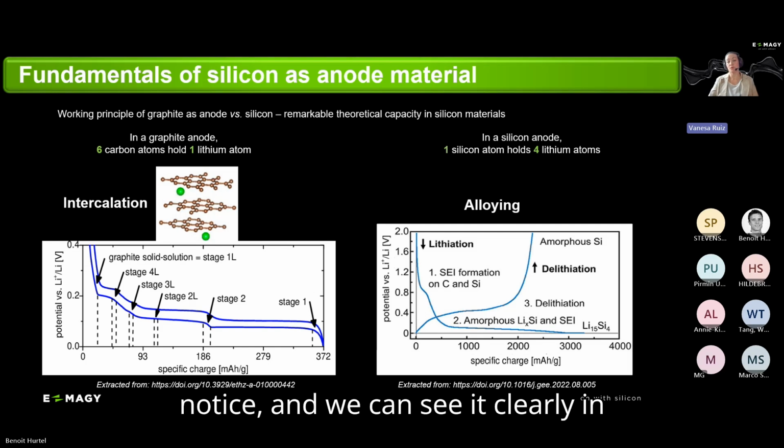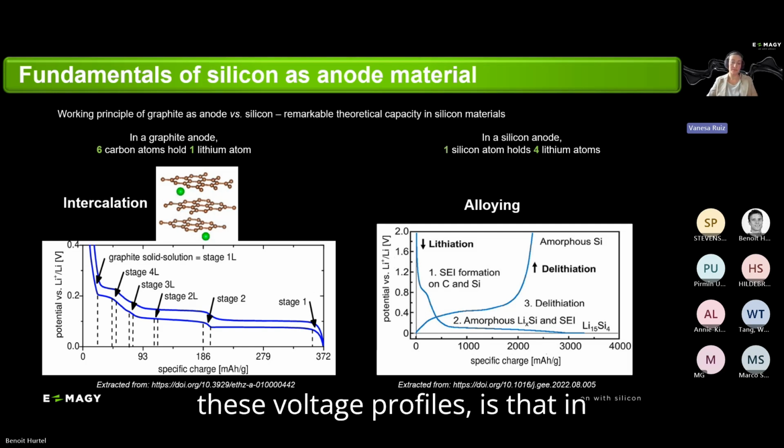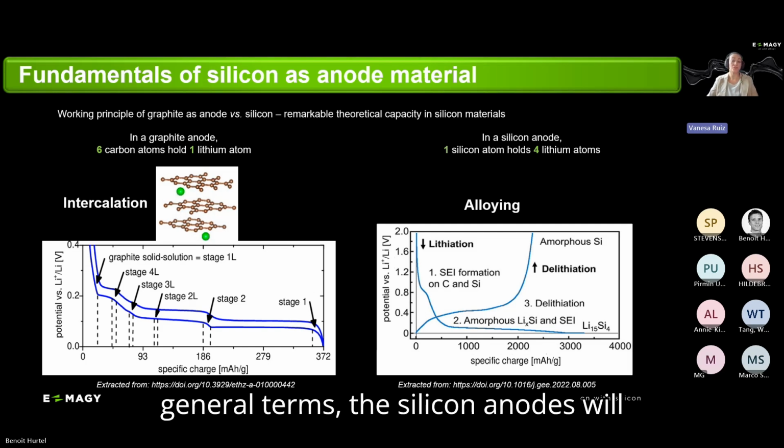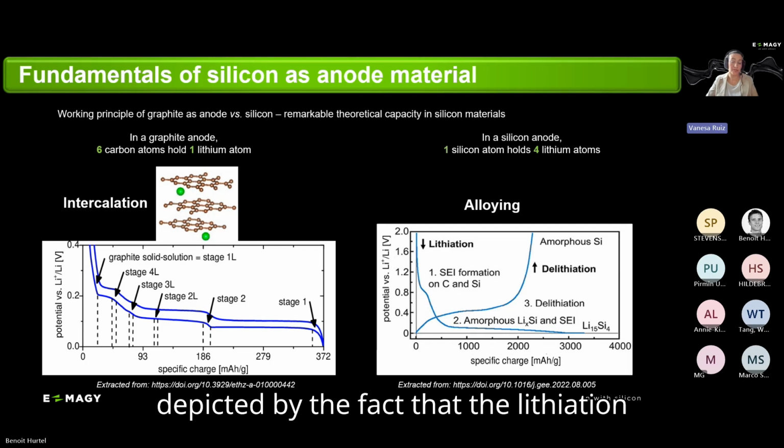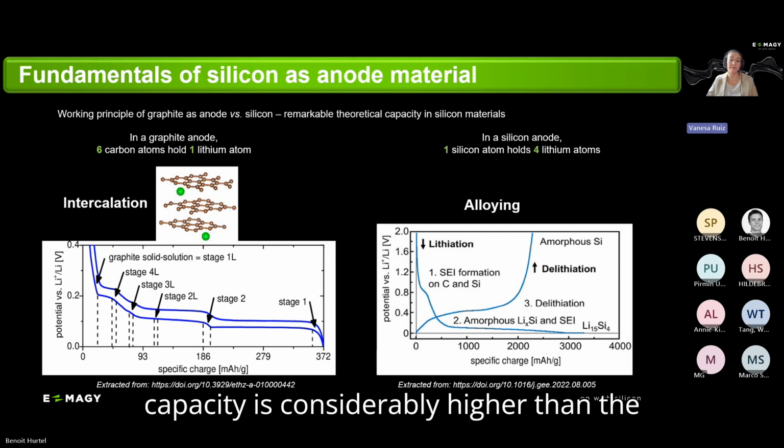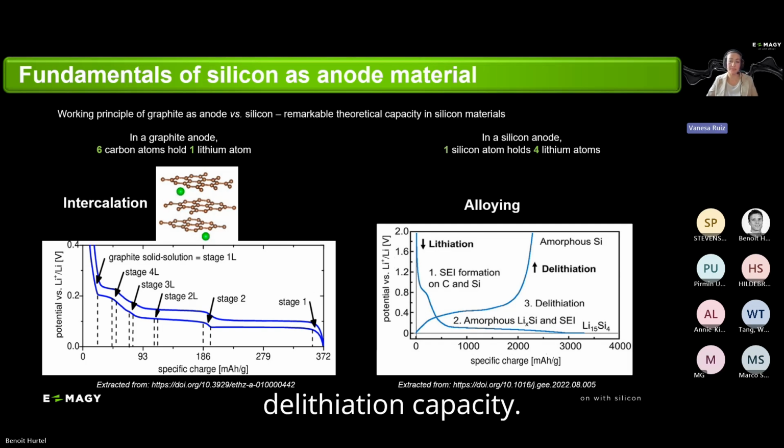Of course, one thing to notice, and we can see it clearly in these voltage profiles, is that in general terms, the silicon anodes will have a lower Coulombic efficiency, as depicted by the fact that the lithiation capacity is considerably higher than the delithiation capacity.